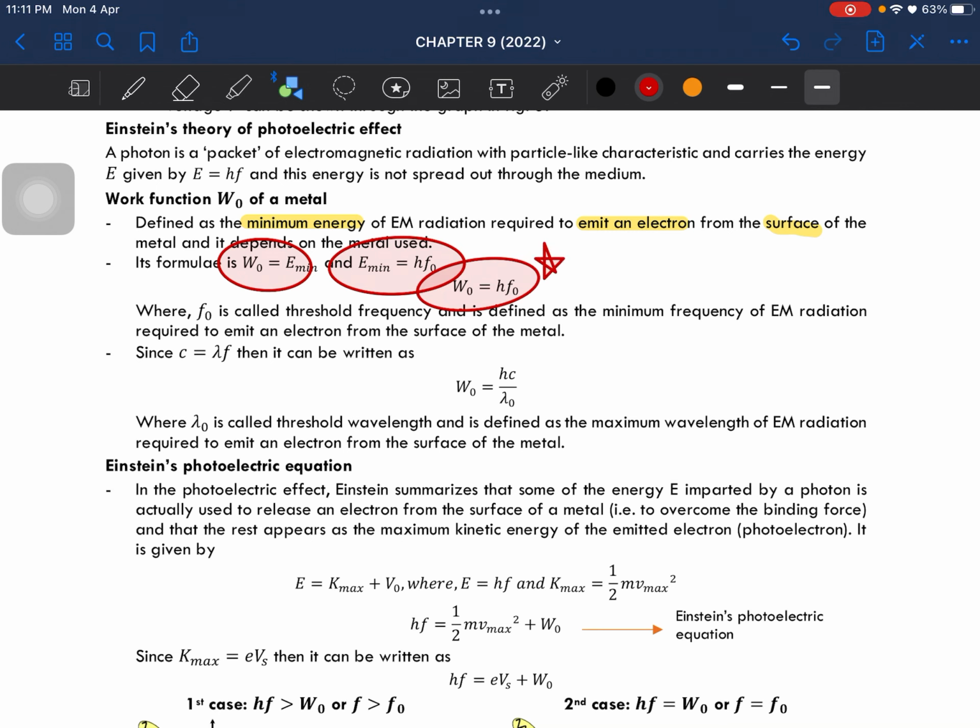This one is important. The f naught is what we call the threshold frequency, and is defined as the minimum frequency of the electromagnetic radiation required to emit an electron from the surface of the metal. Because of the speed of light equation, we can also write this work function like this. It all depends on what information is available, so you use either this or this one.